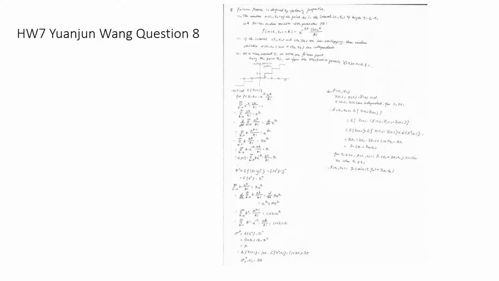For t1 bigger than t2, it is very similar, and we get the answer for R of t1, t2 equal to lambda times t2 plus lambda squared t1 t2. So R of t1, t2 is equal to lambda times the minimum of t1 and t2, plus lambda squared t1 times t2.